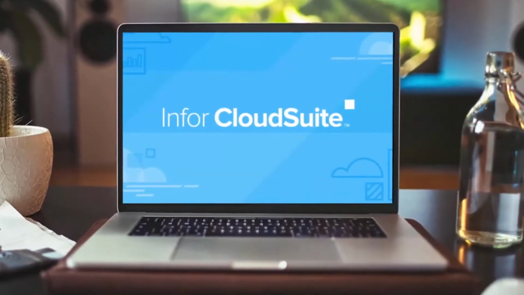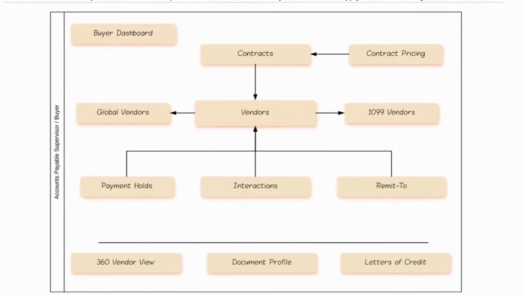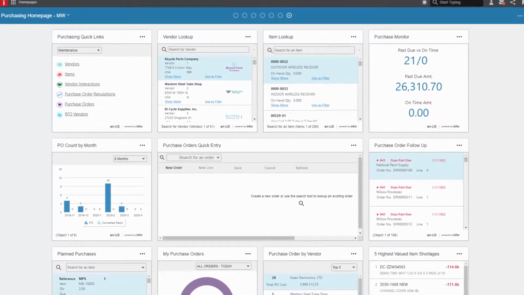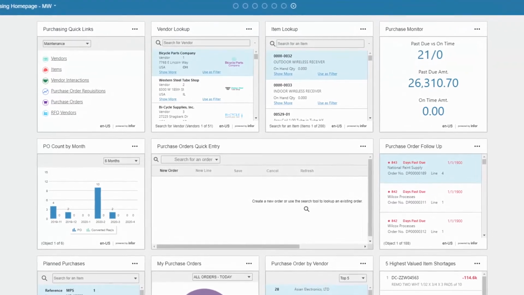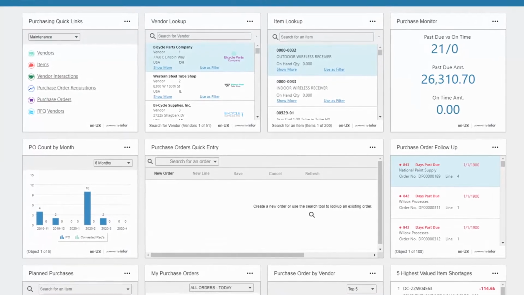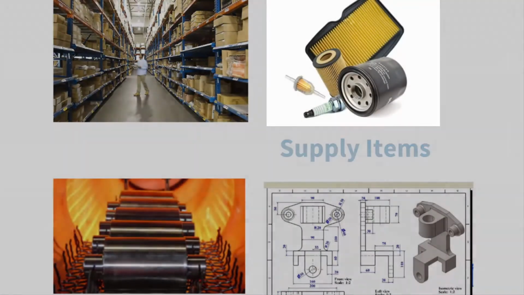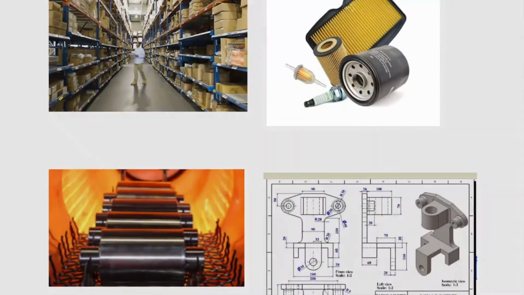Infor CloudSuite Industrial helps you manage these important functions with processes that support the essential elements of the procurement activity. Infor CloudSuite Industrial allows you to easily coordinate material purchases by providing online decision support. It handles all types of purchases, including inventoried items, supply items, outside service operations, service parts, and engineered components produced by a vendor.